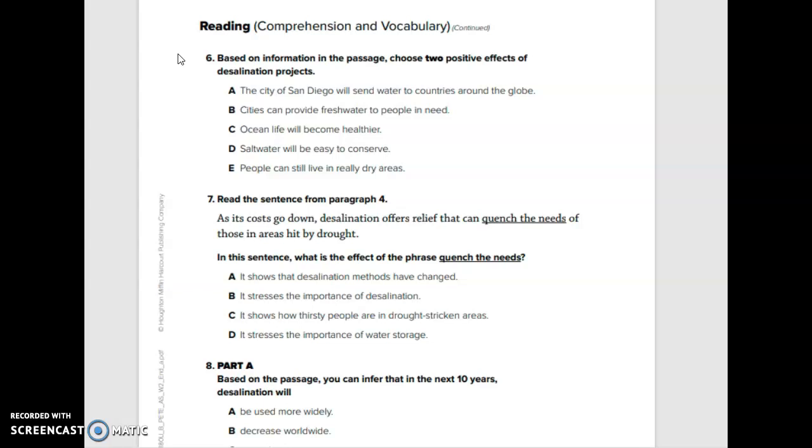Number 6, based on information in the passage, choose two positive effects of desalination projects. A, the city of San Diego will send water to countries around the globe. B, cities can provide fresh water to people in need. C, ocean life will become healthier. D, salt water will be easy to conserve. E, people still can live in really dry areas.